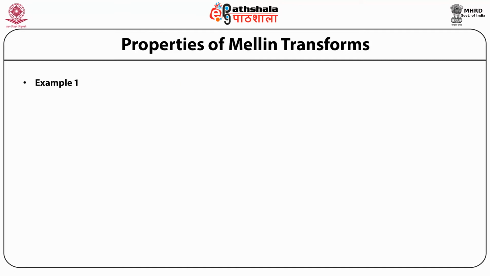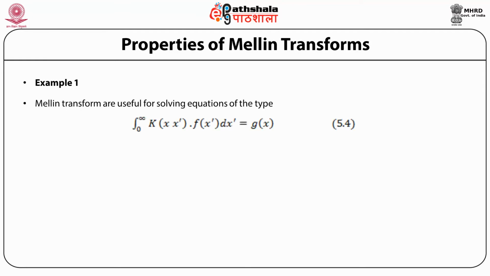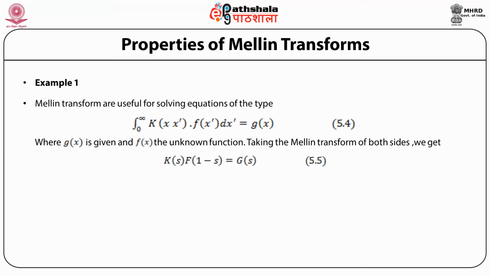Armed with these properties, we are now in a position to use the Mellin transform method for solving some integral equations which are of the type that the integral 0 to infinity of a function k of x and x prime multiplied by a function of x prime is equal to g(x). So our integral equation is given by the integral over dx prime from 0 to infinity of k(x prime) into f(x prime) equal to g(x), where g(x) is given and f(x) is the unknown function.